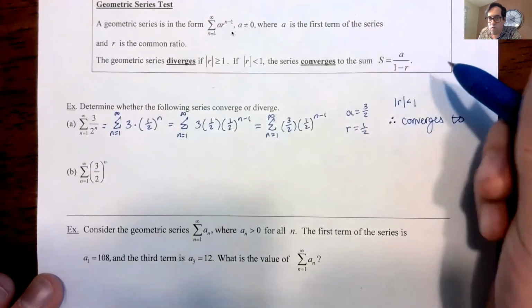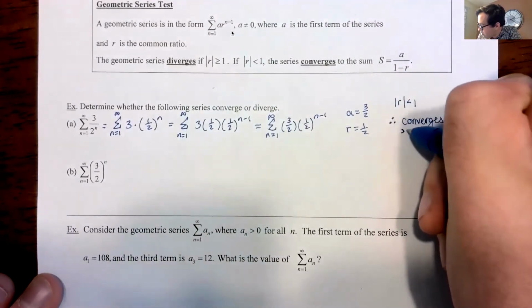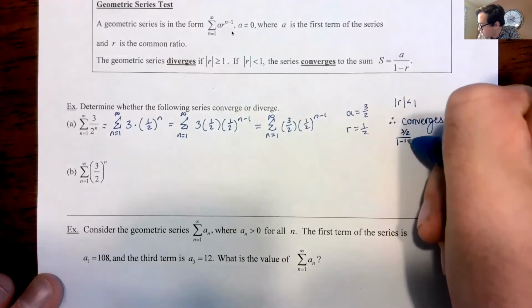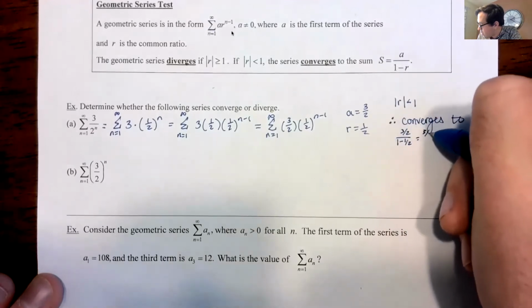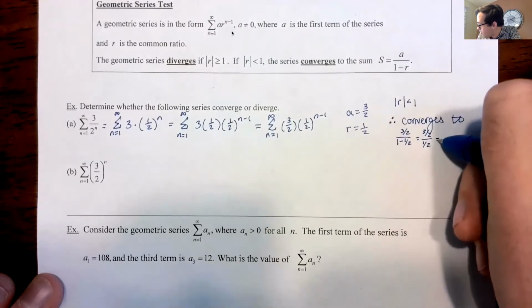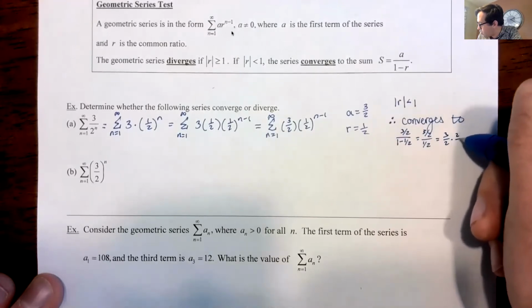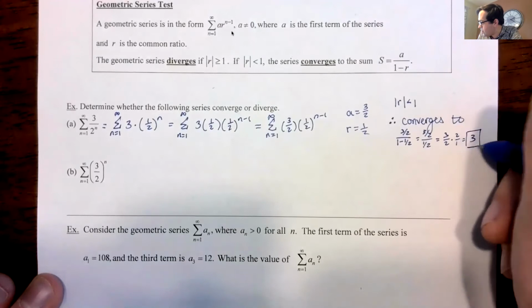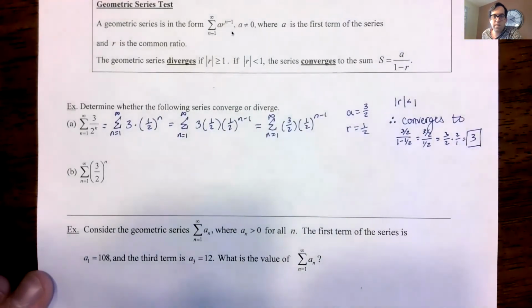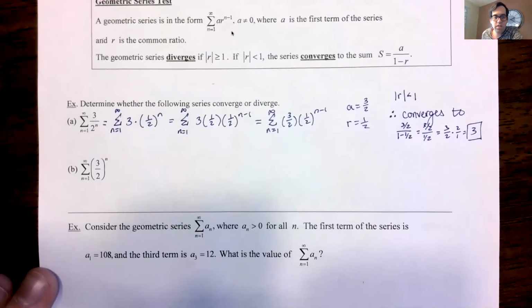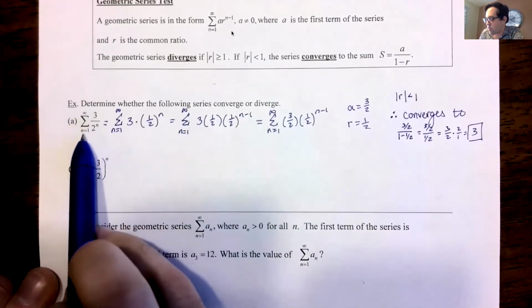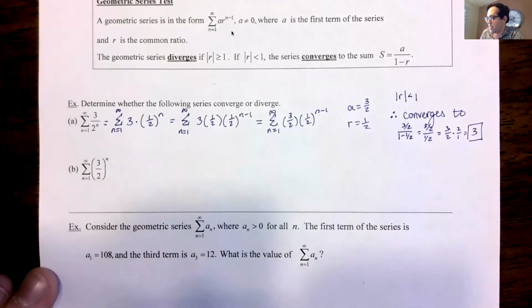We have to do a over 1 minus r. So it's going to be 3 halves over 1 minus 1 half, which is 3 halves over 1 half, or 3 halves times 2 over 1, which is going to be 3. So this series converges to 3. If I add together all of the terms from 1 to infinity, we're going to be approaching a sum of 3. Let's try the second one.